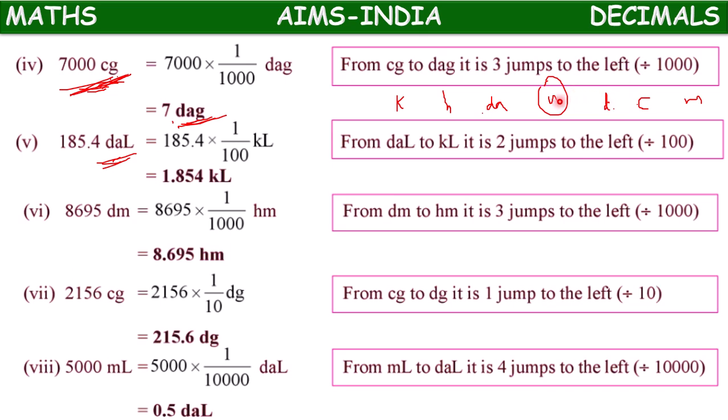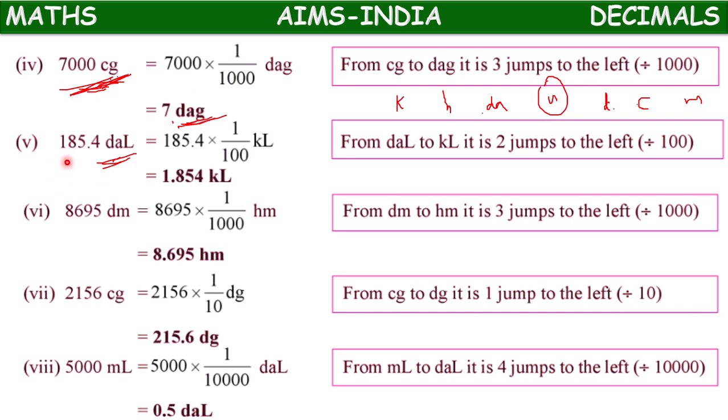From centi to deci, 1 step. Deci to unit, 2nd step. Unit to deca, 3rd step. 3 steps means we have to replace centigram with decagram. If you place 1 by 1000, 3 zeros cancel, answer 7.